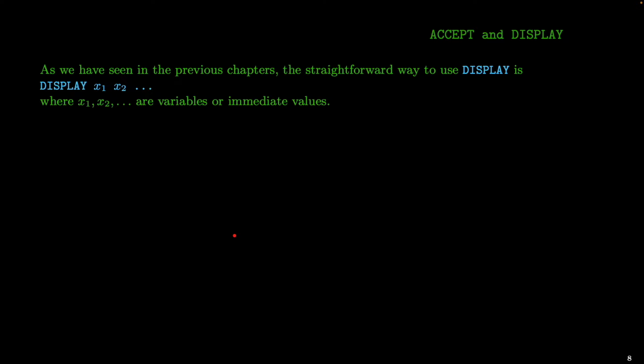Now let's look at accept and display. We have seen those before. The display instruction is used in the following way: display x1, x2, and so on. So we can supply an arbitrary amount of arguments to display, which are just separated by spaces, or if you want to make it more explicit, you can use commas between the arguments. And these are either variables that contain some value to be displayed, or they are immediate values like constant numbers or strings.